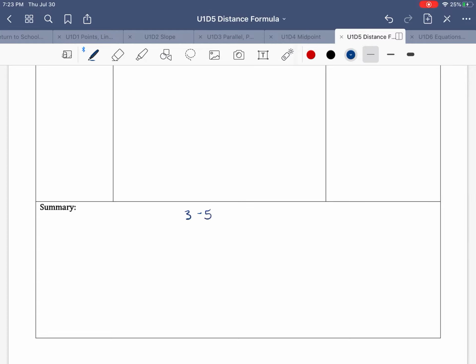As always, the summary is expected to be 3 to 5 sentences long with thought regarding our statement of inquiry, as well as using the proper academic vocabulary.